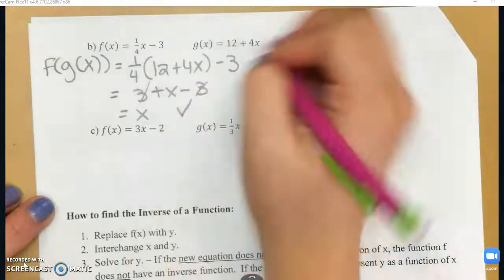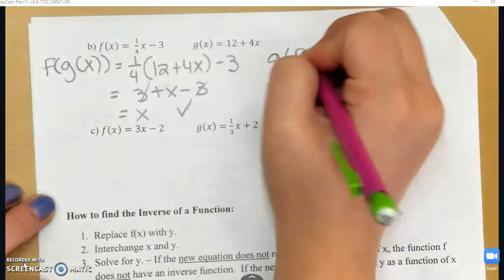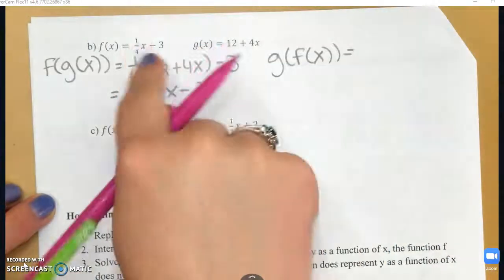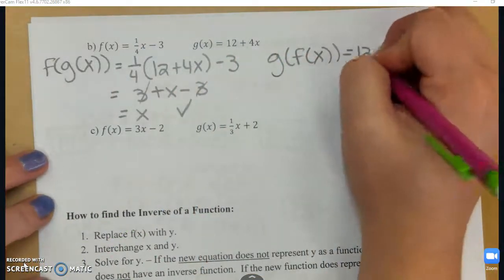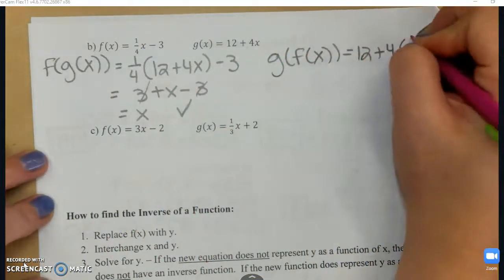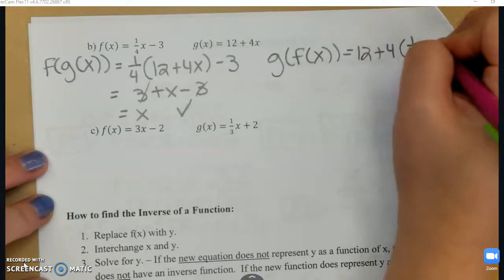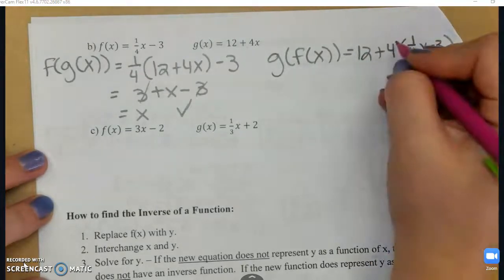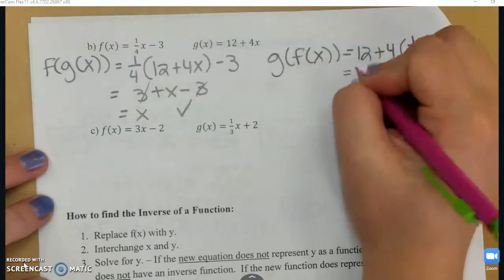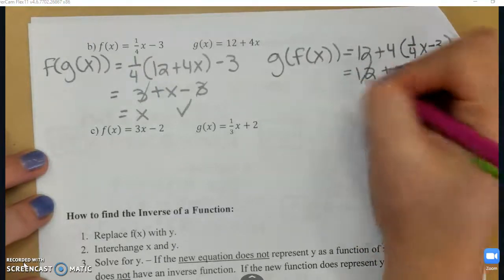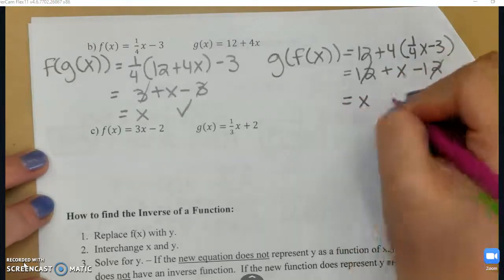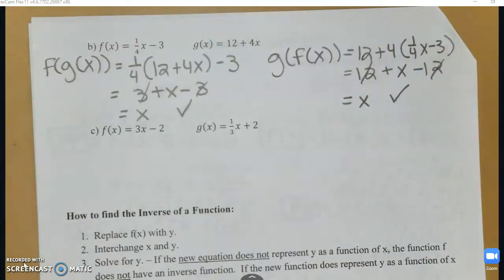But I'm not done there. I got to take it the other way. G of f, which means I'm going to be plugging in f to x in our g function. So that's going to be 12 plus 4 times 1/4 x minus 3. Again, in parentheses because I got to distribute that 4. So that's going to leave me with x minus 12. The 12 cancel, and I'm just left with x. So both ways I ended up with x, so these are inverses of each other.